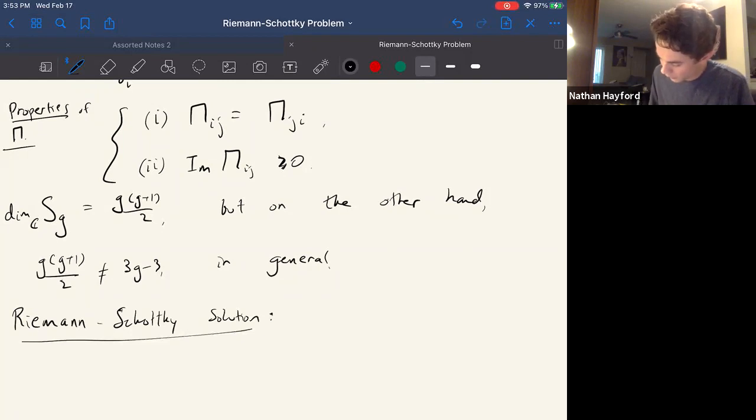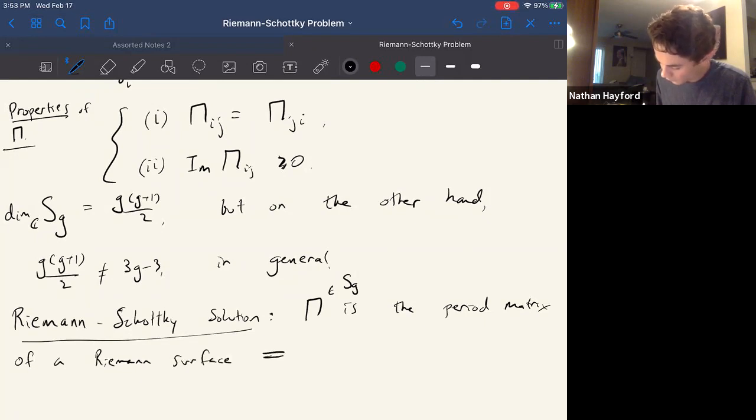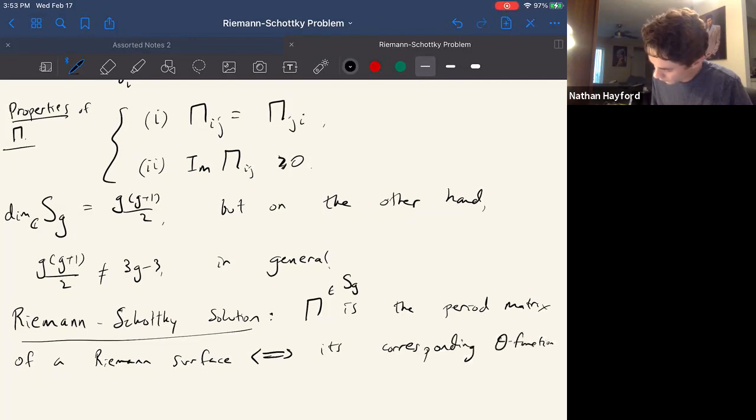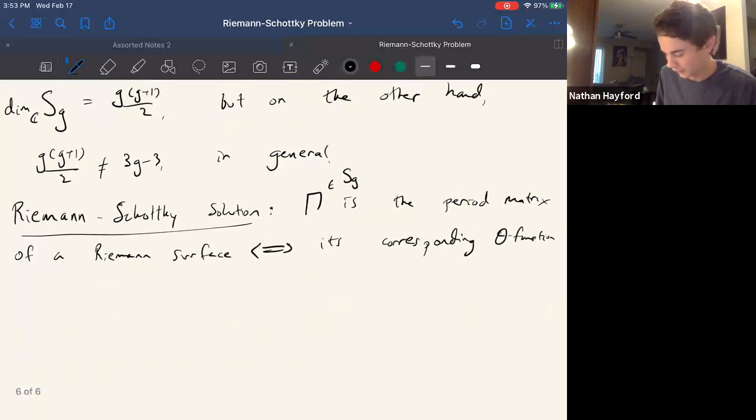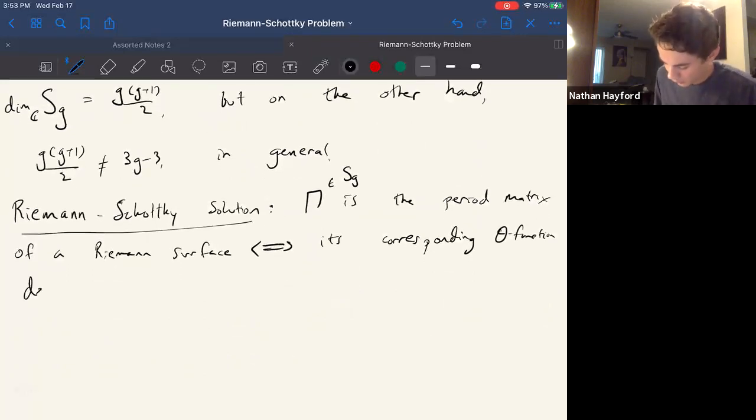The answer is, pi, coming from S_G, is the period matrix of a Riemann surface if and only if its corresponding theta function, and I'll hopefully explain what that is in the last few minutes, and I'll say defines, but it's defined in a little bit convoluted way, defines what a so-called tau function for this KP hierarchy.